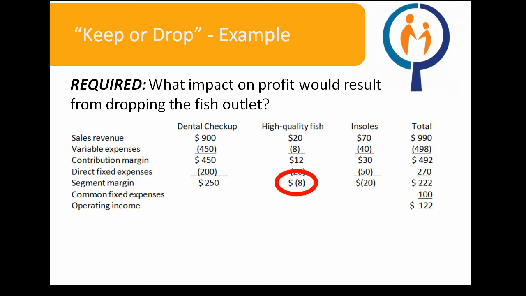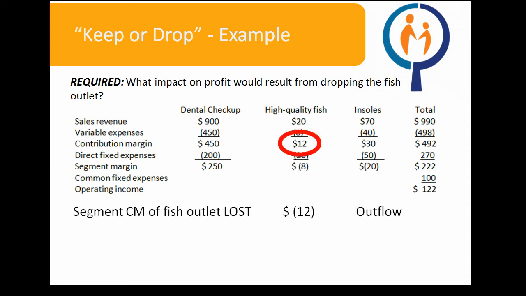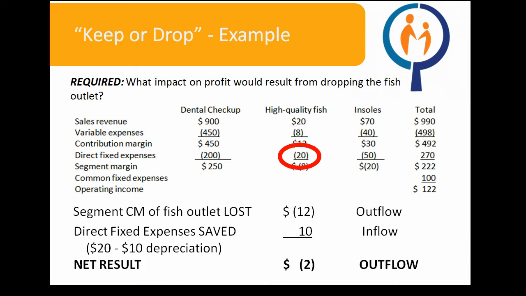Let's begin with the impact of dropping the fish outlet. We want to look at the fish segment because it is generating a negative segment margin, according to our segmented income statement. Let's start by looking at the segment contribution margin loss. According to our segmented income statement, $12 was the segment contribution margin of the fish outlet. We now compare this to the $10 of direct expenses saved by dropping the fish segment. I bet you're wondering how the $20 magically turned into $10.